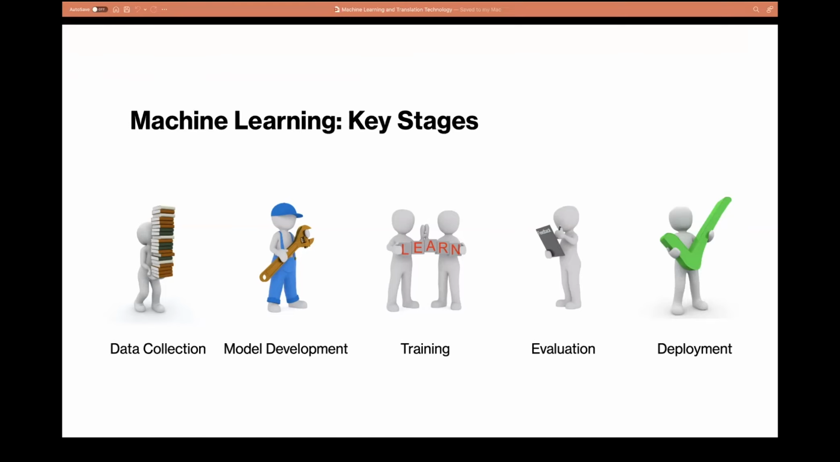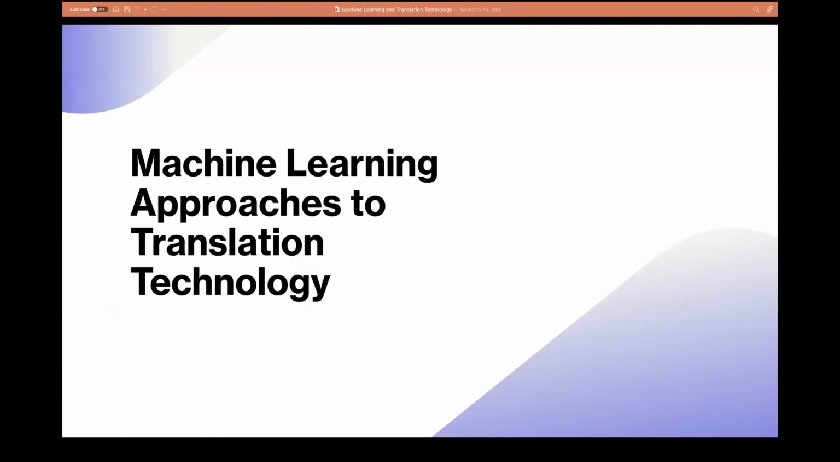So these are the 5 key stages of machine learning, and I hope that after this introductory part of the talk, this can help you develop a better understanding of what machine learning is and some key tasks involved in the process. Okay, and for the second part, I'd like to discuss 2 machine learning approaches to translation technology. We would like to see how machine learning can contribute to the development of new applications or the enhancement of translation technology.